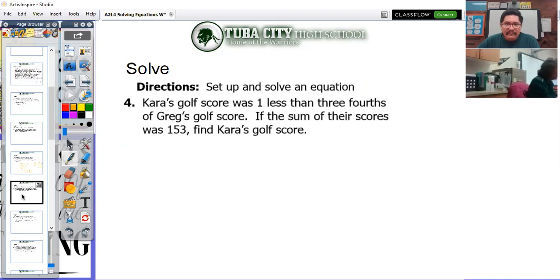So 2 people are playing golf. Well, there probably were more, but these are the 2 people we are focusing on right now. So Kara had a golf score that was 1 less than 3/4 of Greg's score. If the sum of their scores is 153, find Kara's golf score.